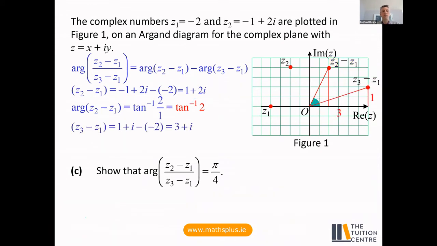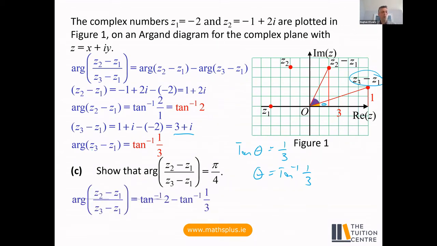z3 minus z1 turns out to be 3 plus i. So that's my point here, 3 plus i. And again, I can get the angle. For this particular one, I'm calling it theta here. The tan of theta is equal to the opposite over the adjacent. So therefore, theta would be equal to the inverse tan of 1 over 3. So the argument of z3 minus z1 is equal to the inverse tan of 1 over 3.